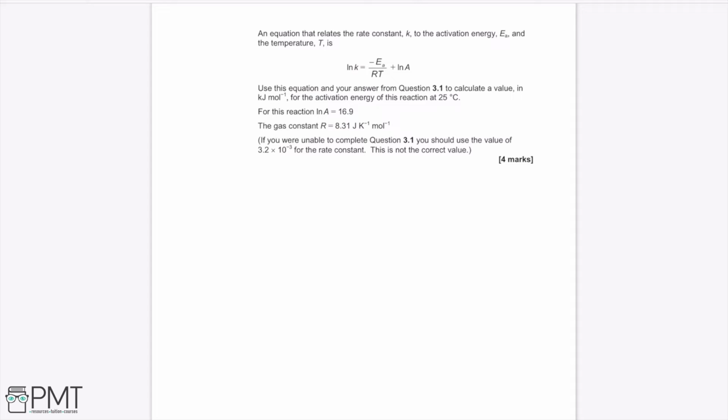This part is actually about an equation known as the Arrhenius equation, where we are told that an equation that relates the rate constant to the activation energy and temperature is given by the natural log of K equals minus activation energy divided by RT plus the natural log of A. We are then told to use this equation and our answer from part 1 to calculate a value in kilojoules per mole for the activation energy at 25 degrees Celsius, where we are told that the value for natural log of A is 16.9. The gas constant R is 8.31 joules per Kelvin per mole.